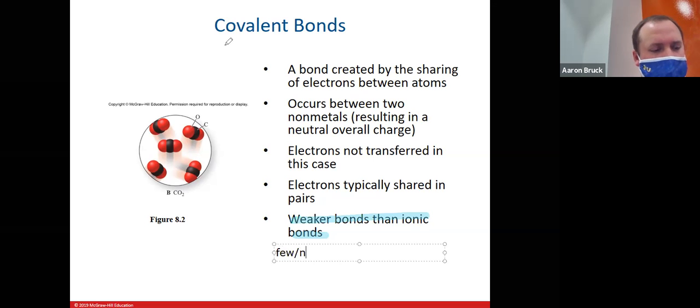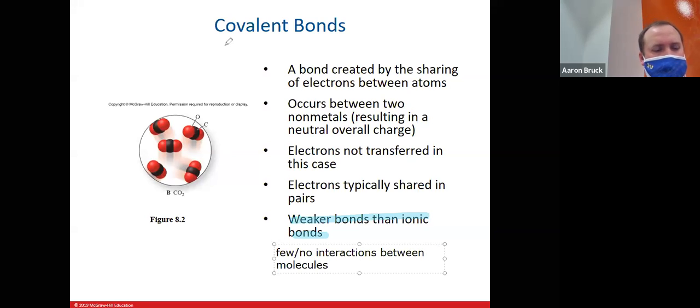And we get few or no interactions between the molecules themselves. So again, the big difference between ionic and covalent is how those molecules interact with each other. Covalent molecules really don't interact with each other at all. All of that sharing occurs between two atoms in the molecule.